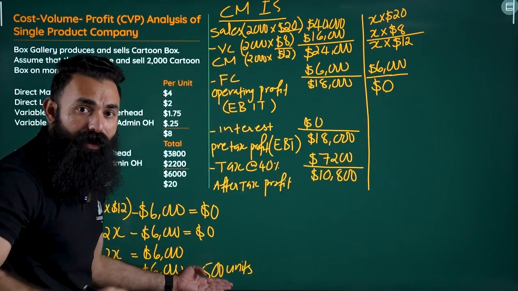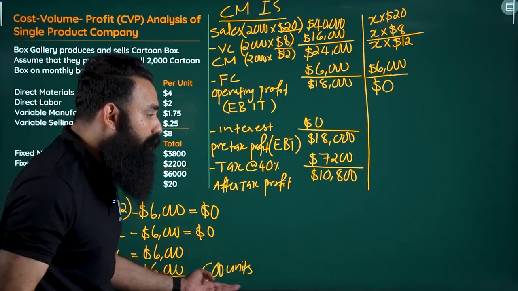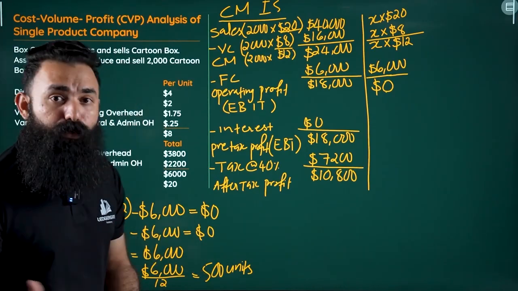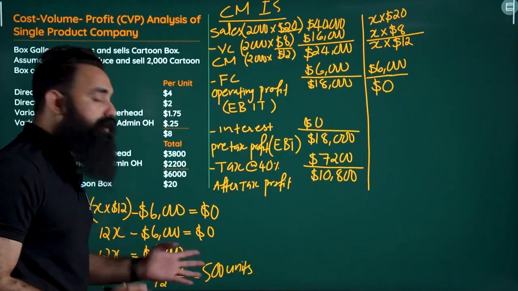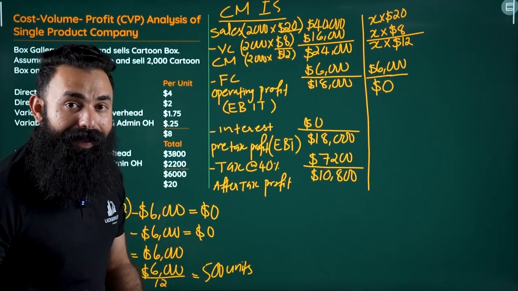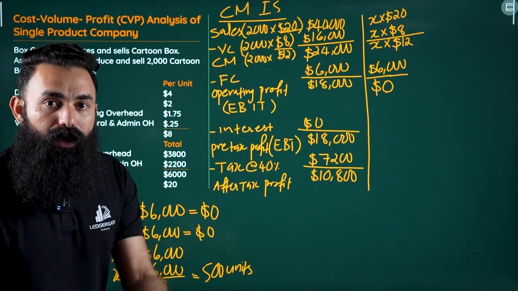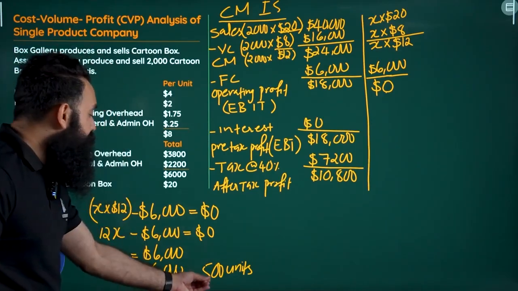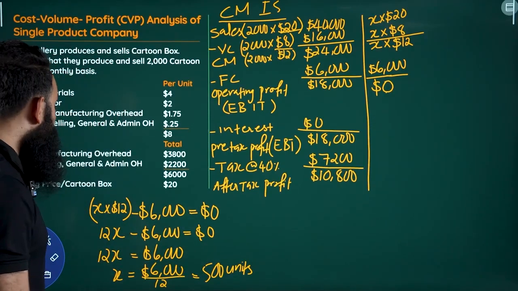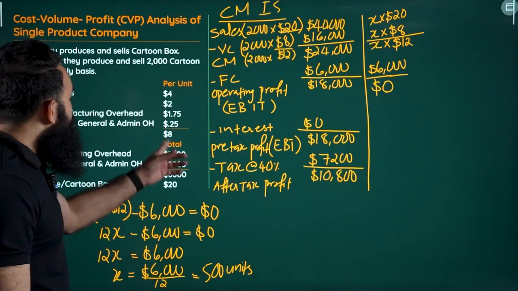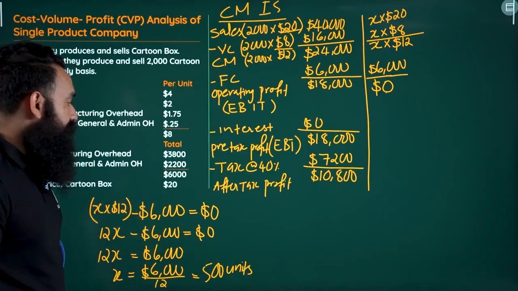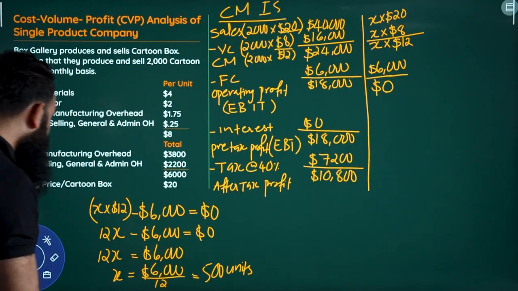If a manager asks, how many units need to be sold to break even? We'll say this is 500 units. So they will ask one more question: what is the break-even sales value in terms of dollars? We just need to multiply this unit with what? The selling price. We'll get the sales value as well, the break-even sales value.